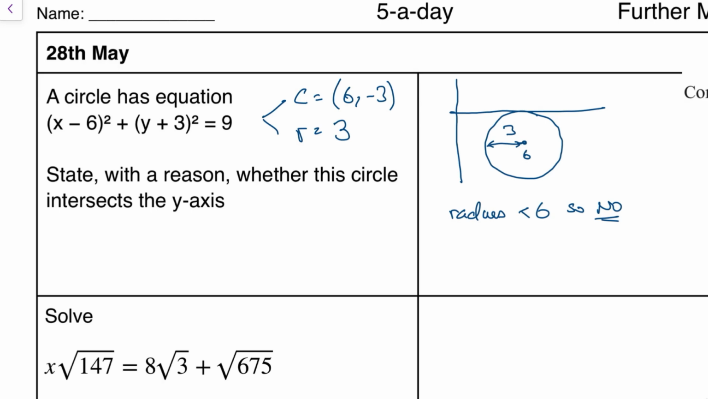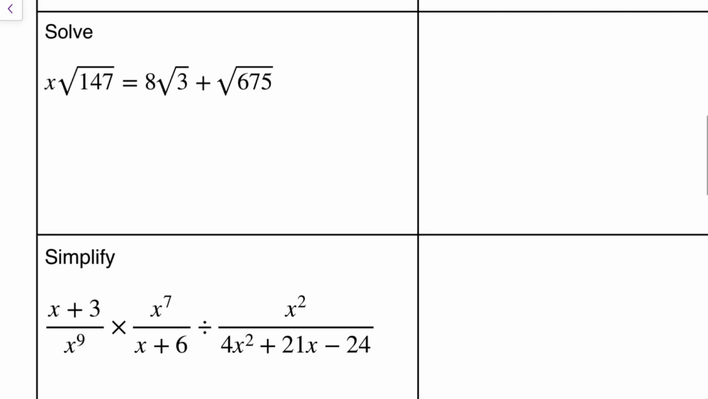And again, with a decent diagram, I should be okay. The other way you could do it is to put x equals 0 into the equation, and you'll find out that it won't be a sufficiently large number. Next one, solve. Interesting. Okay.